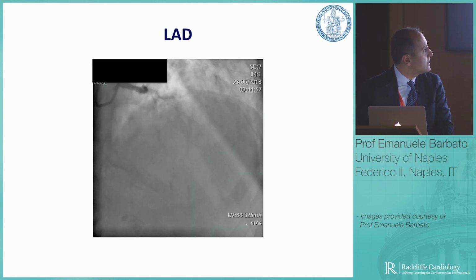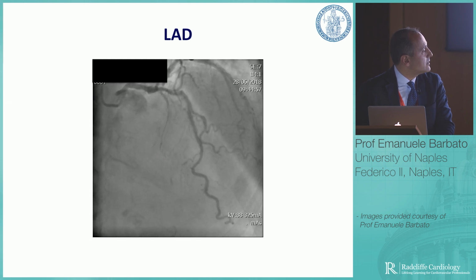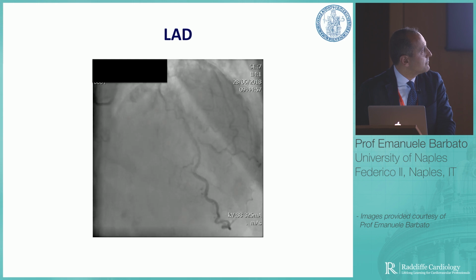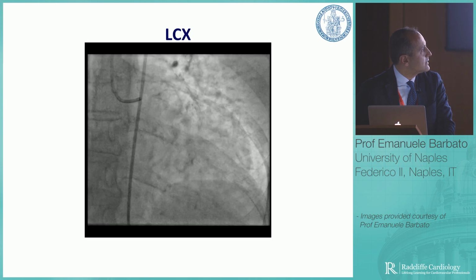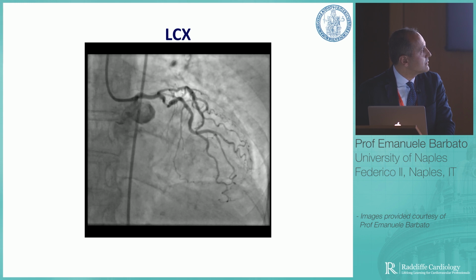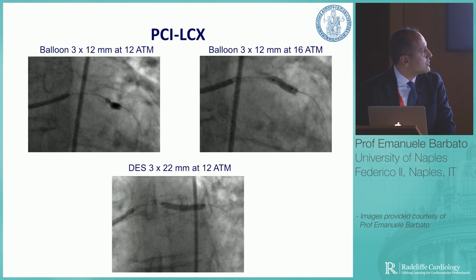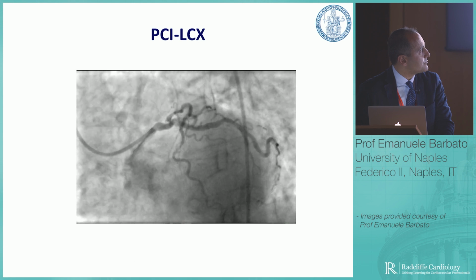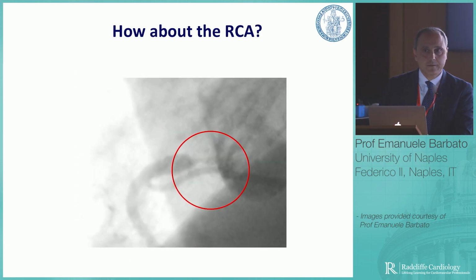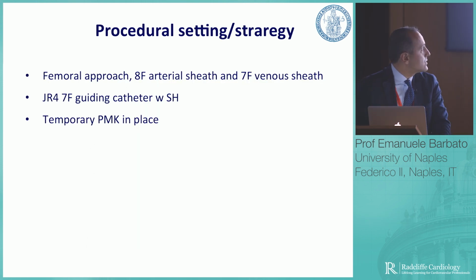This is the LAD. There's a mild lesion in the proximal segment there. And then you have a tight lesion in the circ. Okay, this was treated with balloon stent. With this result. Now we are left with this. Okay. This was our procedural setting and strategy.